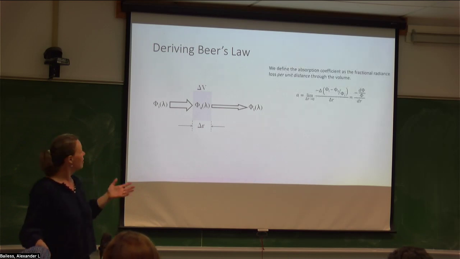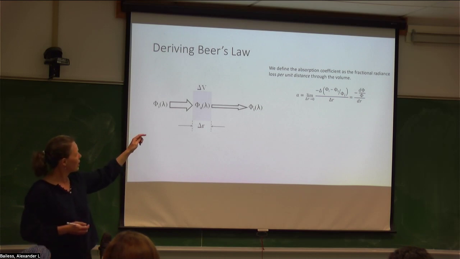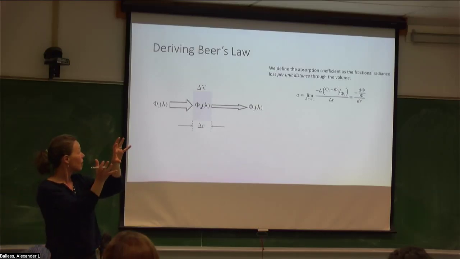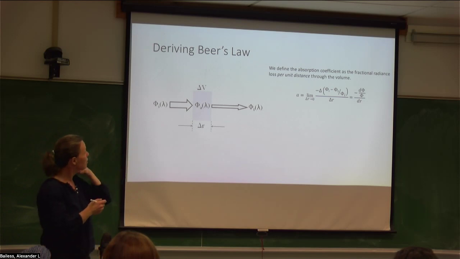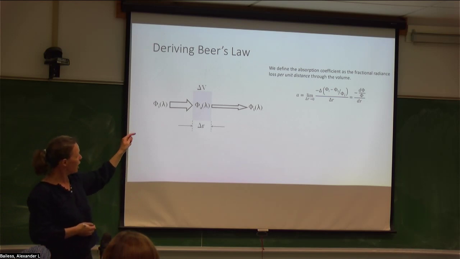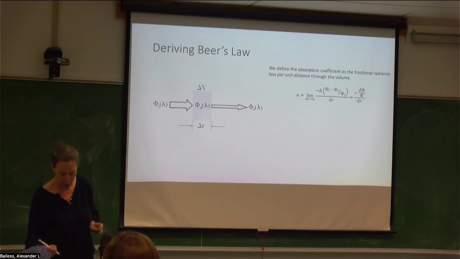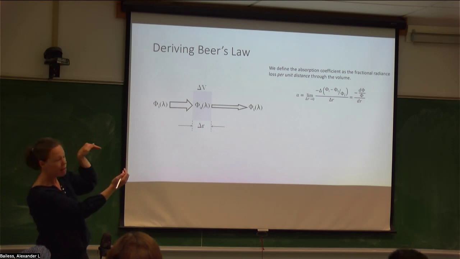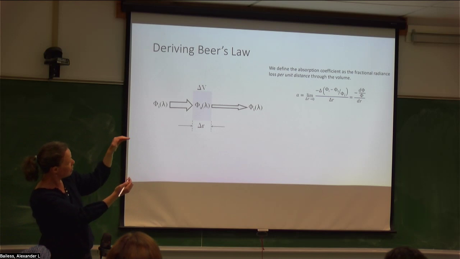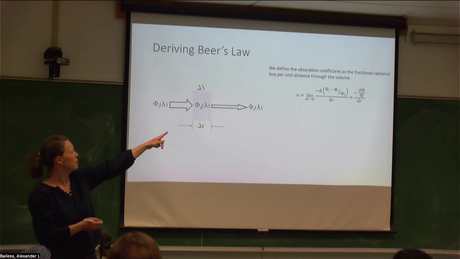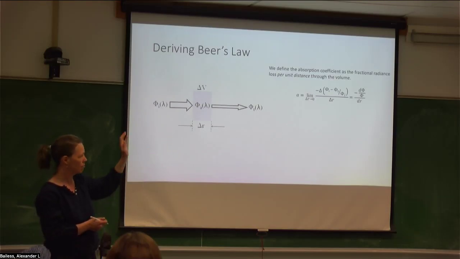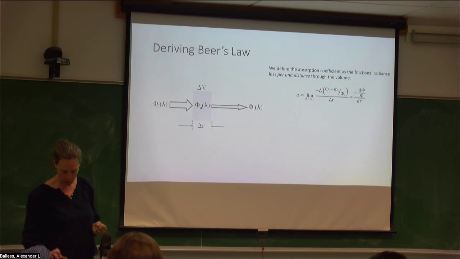Okay, so we define this absorption coefficient as the fractional radiance loss, which would be incident light minus transmitted light over incident light, right? That's our fractional loss across that volume. So we define absorption as fractional radiant loss per unit distance through the volume. Fractional radiant loss is inside the parentheses, and it's a loss, so it's minus delta of phi I minus phi T over phi I, divided by delta R, the path length. And then I'm just going to use the shorthand, d phi over phi, as that fractional loss, divided by dr. Okay, so that's defining our absorption coefficient.